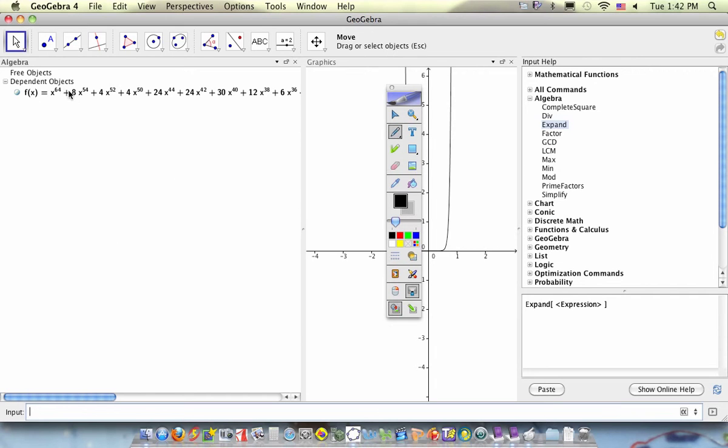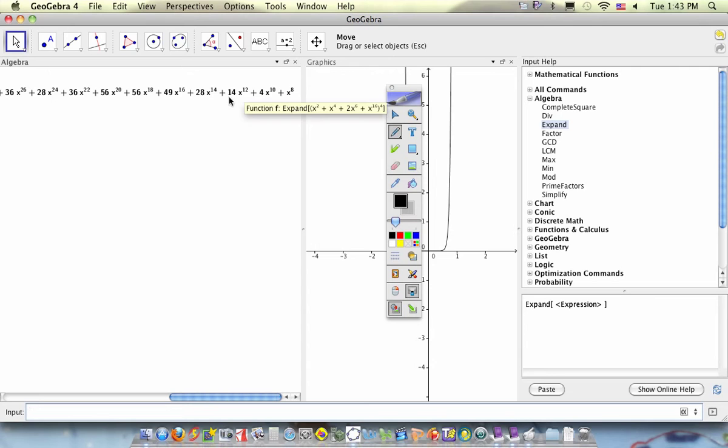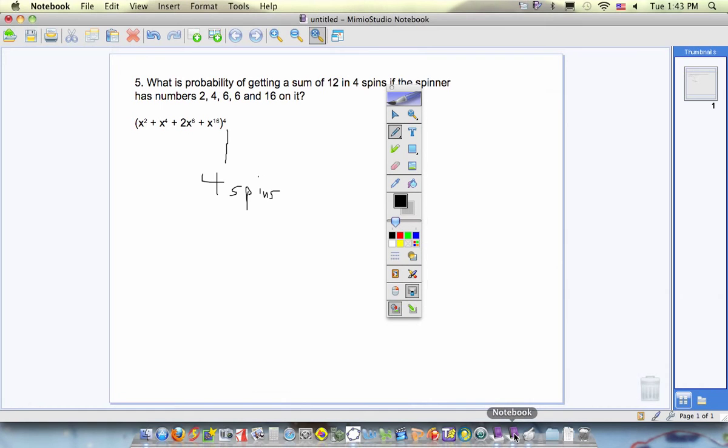So now all I need to do is go through and interpret this. This is 1x to the 64th. So they're saying there's one way to get a sum of 64 in the 4 spins. You'd have to get 16 each time. There are 8 ways to get a sum of 54, 4 ways to get a sum of 52 in your 4 spins, and so on. So all we're going to do is look specifically for a sum of 12. So here's our sum of 12. There's 14 ways to do that.